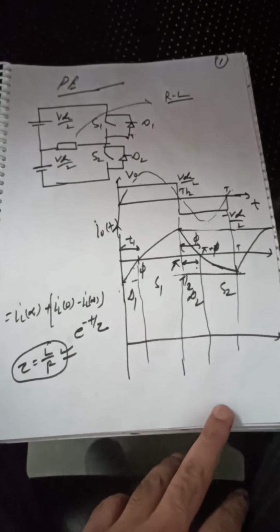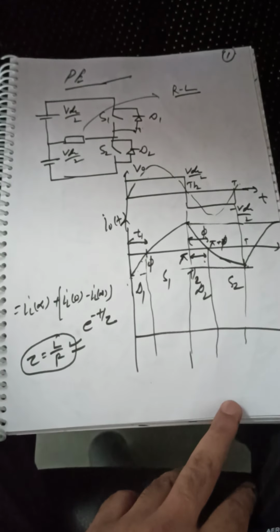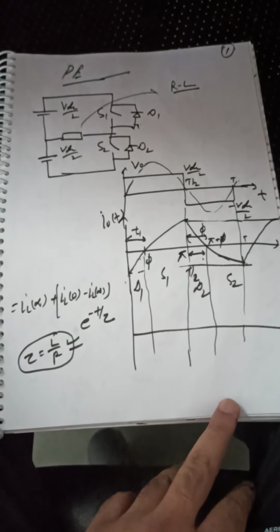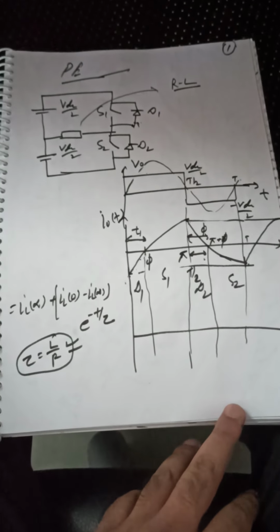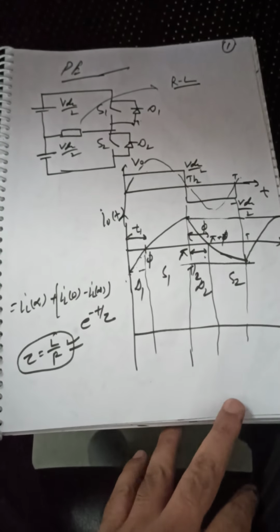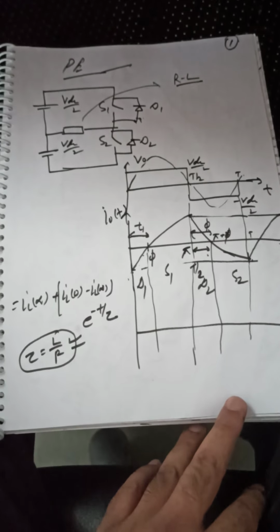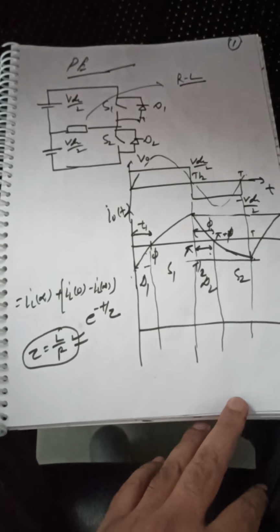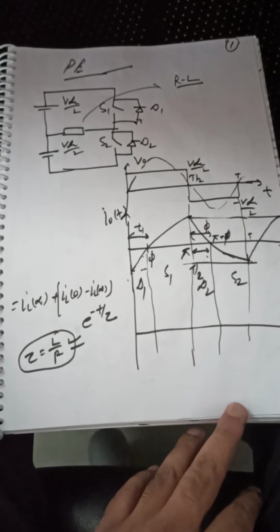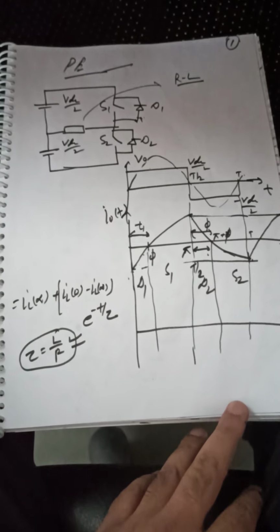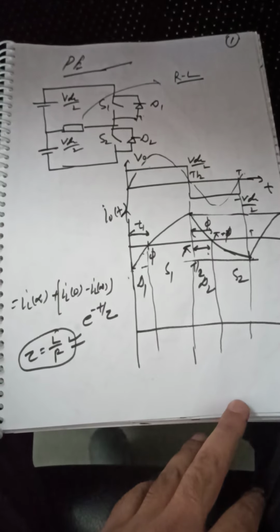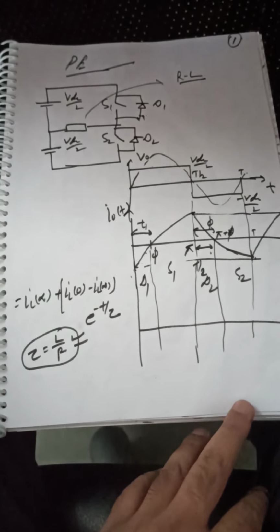Now let's come to the most important part, that is the I0(t), the output current. How will this output current vary, what will be the waveform of this output current? Before going into the details of this current, I would like all of you to kindly go back to the basics of circuit analysis and circuit theory.